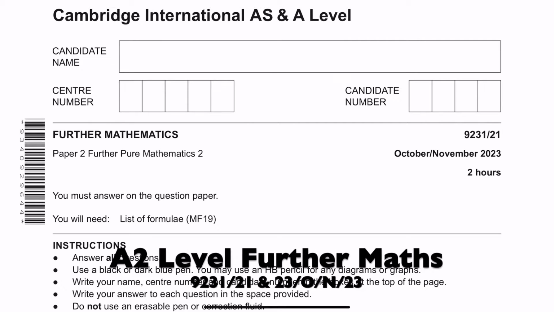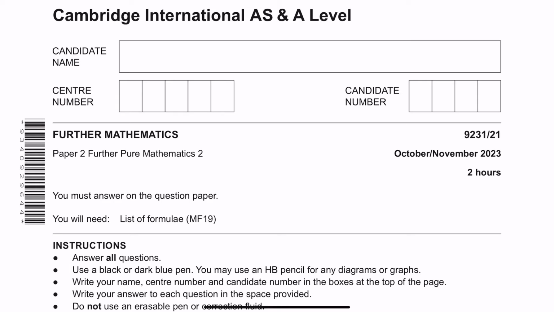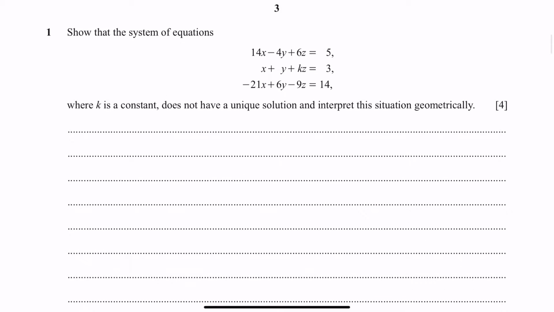Hi guys, today we're going to be doing Further Maths Paper 21 for October-November 2023. So we're going to start with the first question. It says that the system of equations does not have a unique solution and we need to find the value of k to meet this requirement.